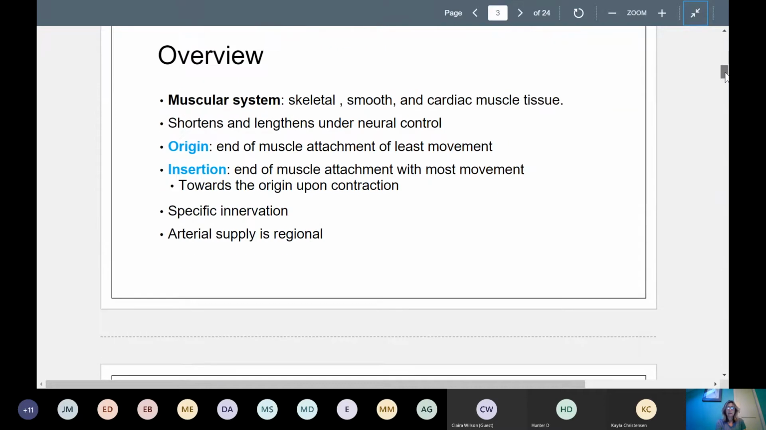Okay, so the muscular system. The muscular system contains skeletal, smooth, and cardiac muscle tissue. It shortens and lengthens under neural control. So what that means basically is that your nerves tell your muscles what to do. So if you have ever known anyone to have nerve damage, think about a person who has a stroke. What happened is they got some damage from the bleeding in the brain, and it has damaged the nerves. And normally there's one side of their body that they can't move.